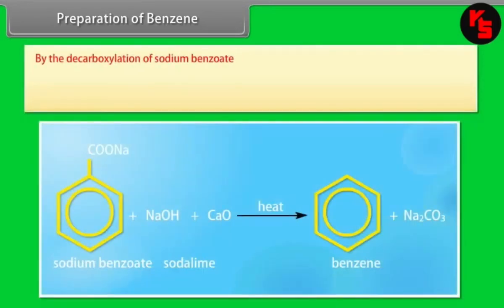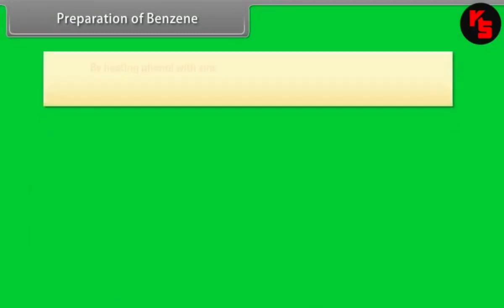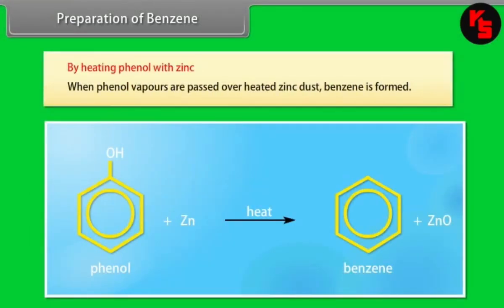Preparation of benzene. By the decarboxylation of sodium benzoate. This method is used in the laboratory to obtain benzene. Sodium benzoate is heated with soda lime, and when it gets decarboxylated, that is, removal of carbon dioxide, benzene is obtained. By heating phenol with zinc. When phenol vapors are passed over heated zinc dust, benzene is formed.